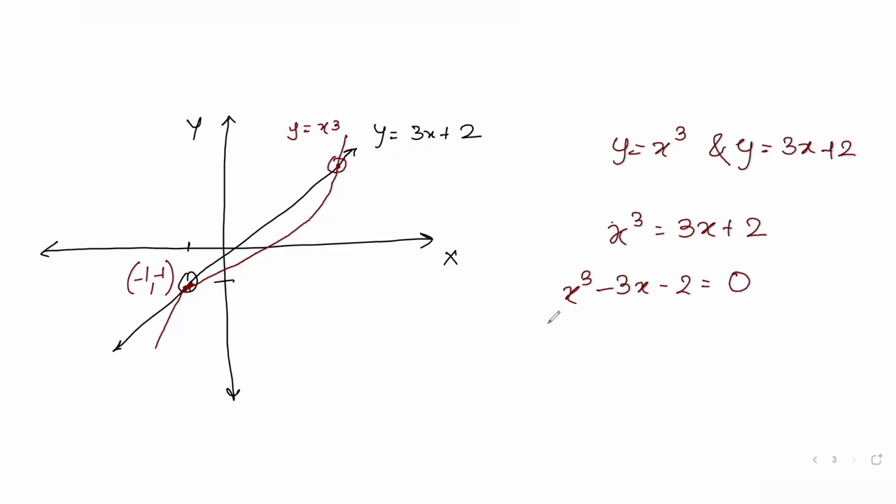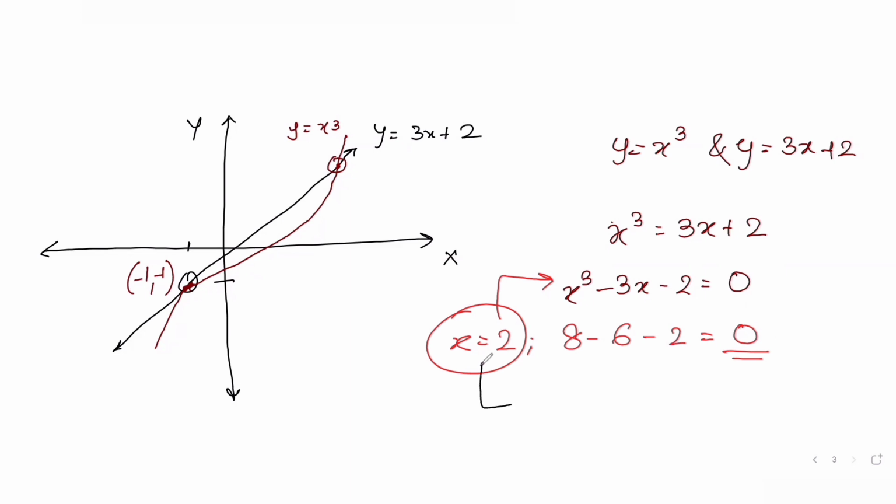If I put, let's say, minus 1, or instead let's put x as 2. So if I try with x as 2 first, I get 2 cube 8 minus 3 into 2 6 minus 2. I get that as equal to 0. So I understand x equal to 2 is the solution of this equation. That is one root out of the 3. So I get that the factor is x minus 2.